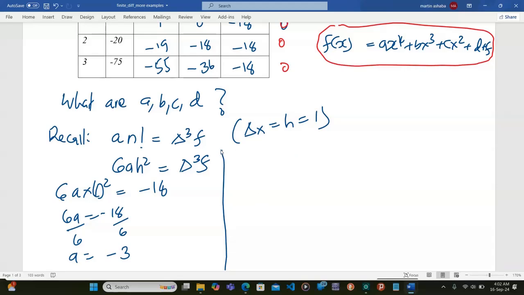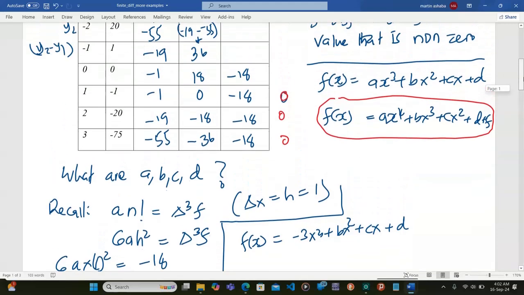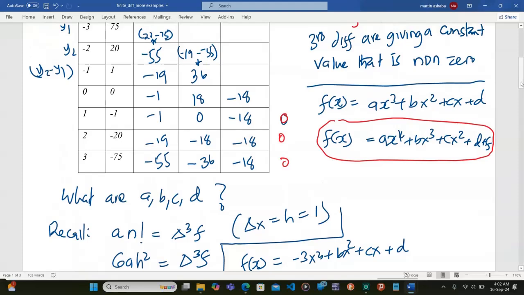What does that mean? That my f of x is therefore equal to negative 3x cubed plus bx squared plus cx plus d. Now what we can do is to start substituting in values. We can put in values there and then determine the value of d, the value of b, and the value of c.